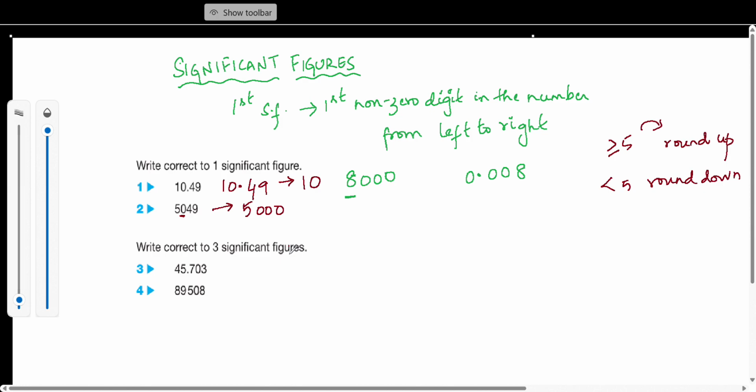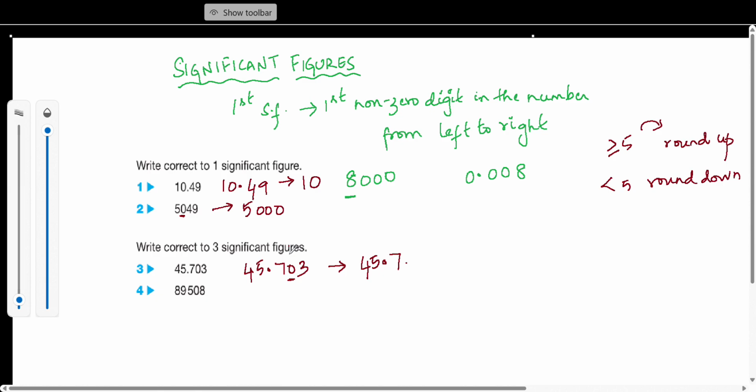Here, let us see how to write these two examples in three significant figures. 45.703. Clearly 45703, all of them are significant figures because the 0 is in between a 7 and a 3. So when we need three significant figures, we'll have to look at the fourth place. It is 0. So which means you again round it down, which means it stays at 45.7.